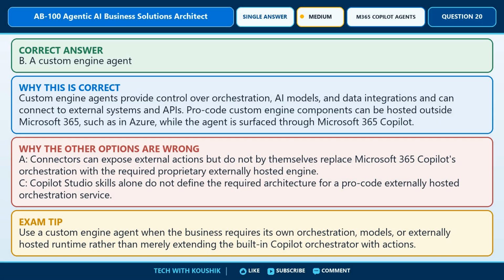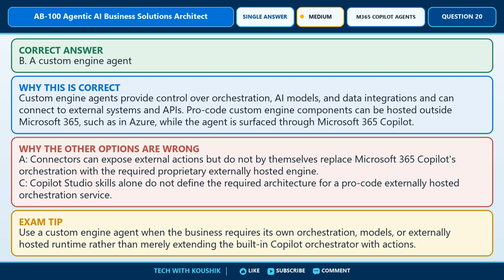The best answer is Option B, a custom engine agent. Here is the reasoning that confirms the answer. Custom engine agents provide control over orchestration, AI models, and data integrations, and can connect to external systems and APIs. Pro-code custom engine components can be hosted outside Microsoft 365, such as in Azure, while the agent is surfaced through Microsoft 365 Copilot. Here is how to rule out the alternatives.